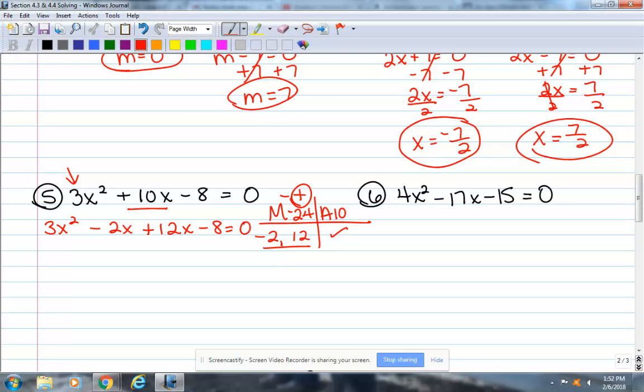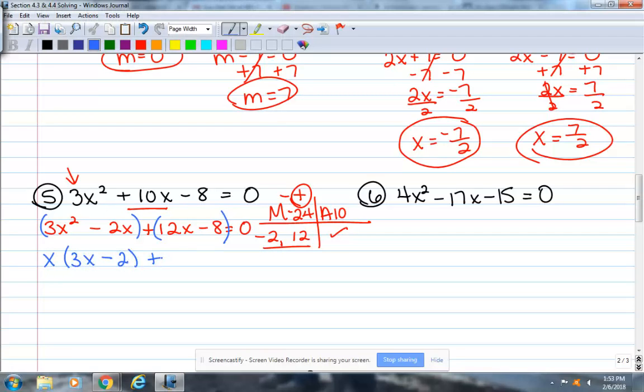Then 4 terms. So I do factor by grouping with those 4. So if I have 3x squared minus 2x, what's the GCF? X. Very good. Parentheses. What times x is 3x squared? 3x. Minus what times x is 2x? 2.